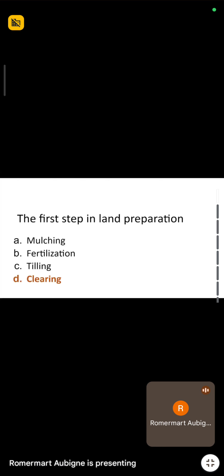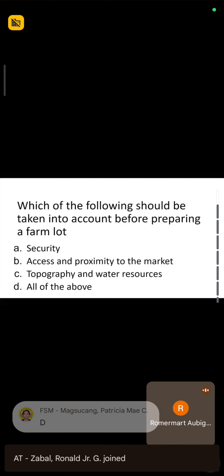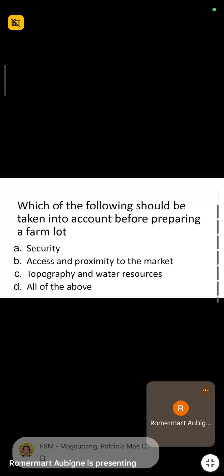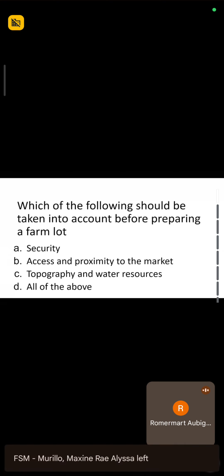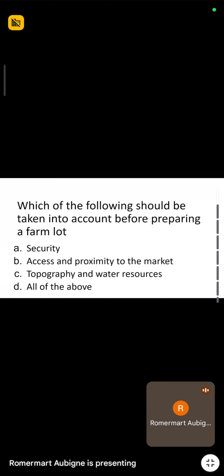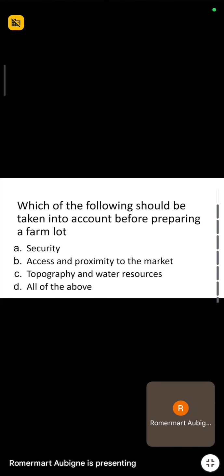Next, which of the following should be taken into account during farmland preparation? A. Security. B. Access and proximity to the market. C. Topography and water sources. The answer is... which of the following, no? Should be taken into account before preparing a farmland.